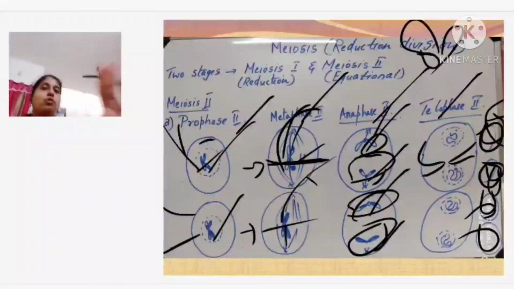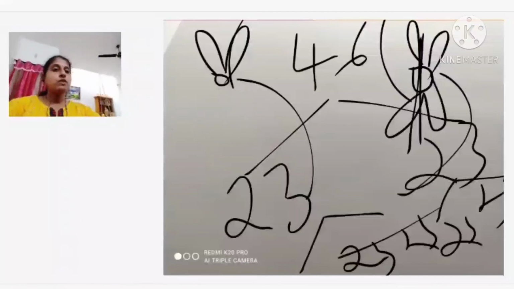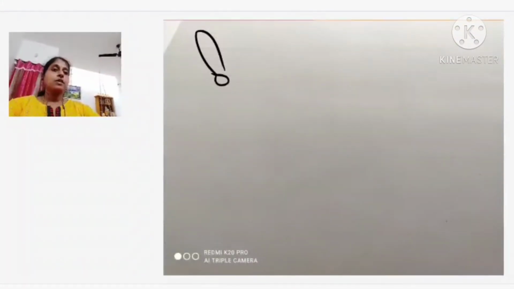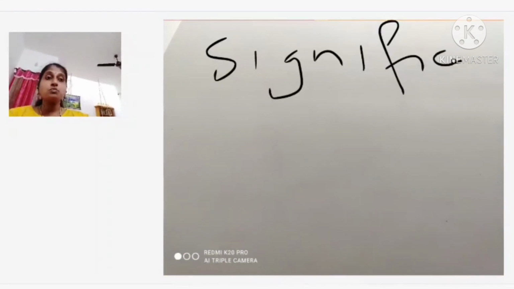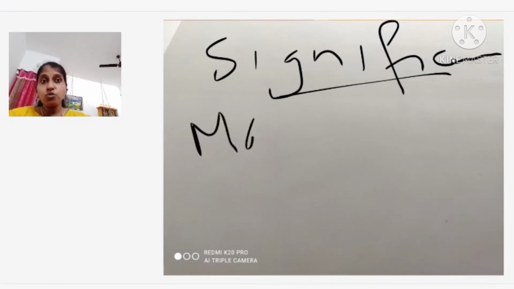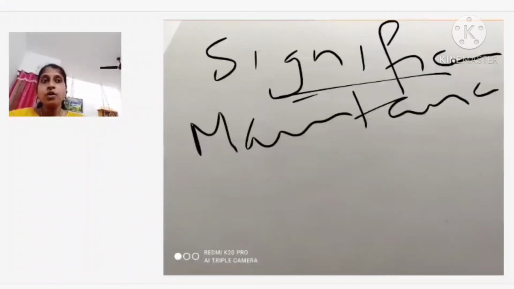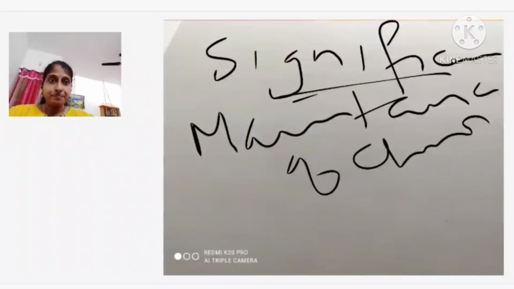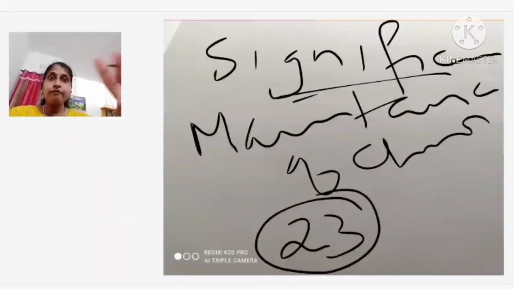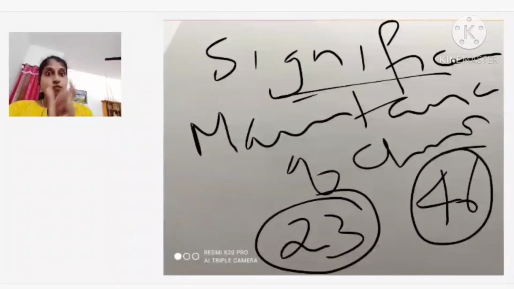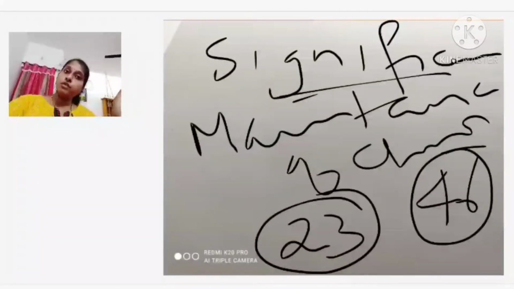Now we are going to discuss the significance of meiosis. What is the next point which we are going to discuss? The significance of meiosis. So what is the significance of meiosis? Meiosis is very responsible for maintenance of chromosome number. Imagine the gametes, the sperms or the eggs produced, for that only meiosis is taking place, right? If meiosis is not taking place, then what will be the number? 46 chromosomes.